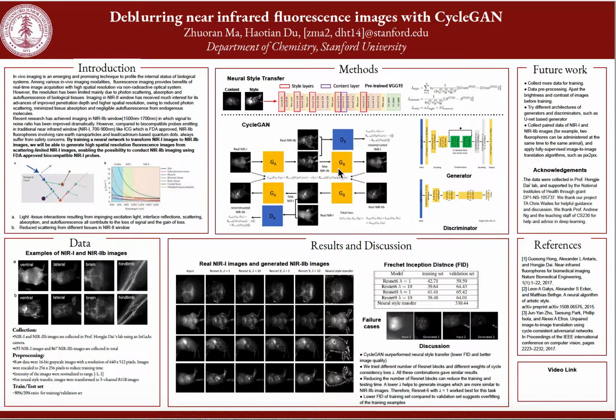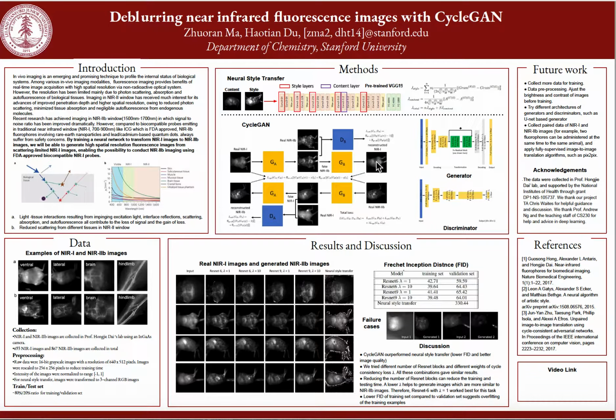And if GA and GB are trained perfectly, the reconstructed near IR1 image should be exactly the same as the original near IR1 image. And similarly, the generated near IR1 image can be transformed back to the near IR2B image by generator GA, and this image should be the same as that one. So we can define a cycle consistency loss of GA and GB, which is the L1 loss between the original image and the reconstructed image.